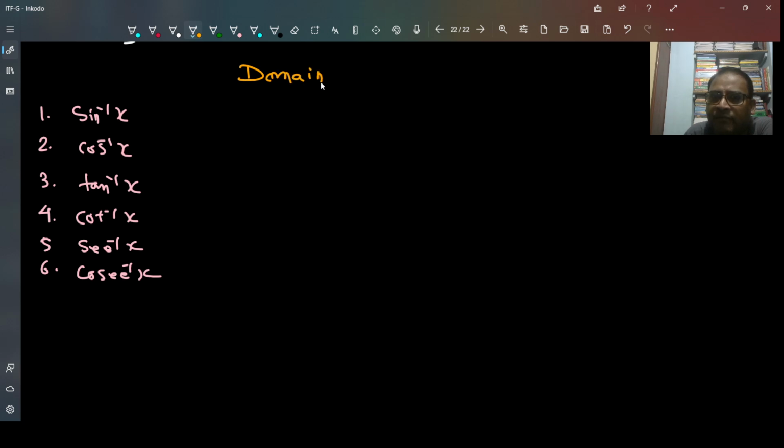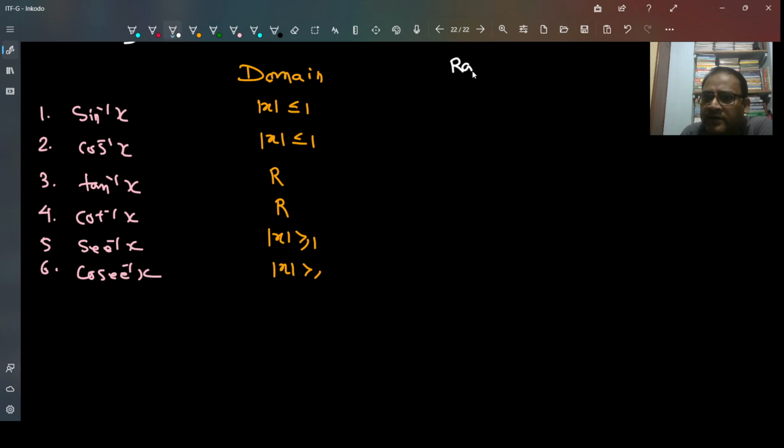What is their domain? Just recall with me here: mod of x less than or equal to 1, mod of x less than or equal to 1. Here any real number. Here mod x is greater than or equal to 1. Here also greater than or equal to 1. Next, find the range of these six functions.